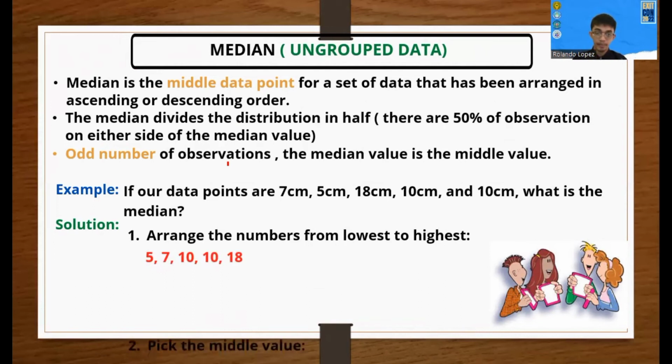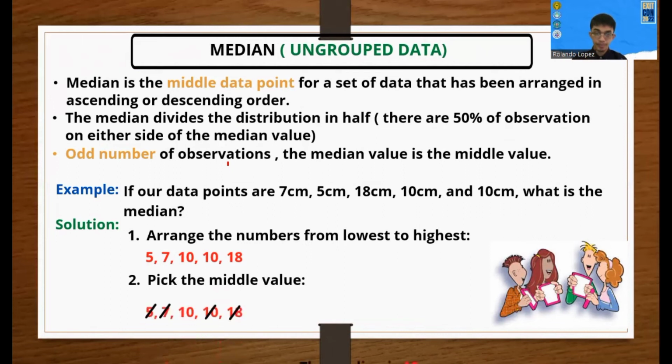Second step, pick the middle value. In our data that has been already arranged in ascending order, the middle value is 10. Therefore, the median is 10. Class, in this example, it is an odd number of observations.